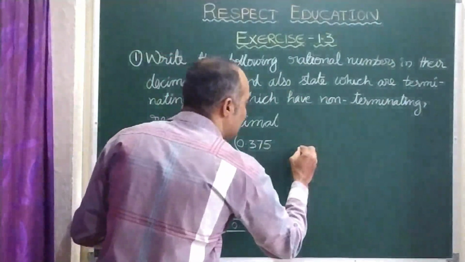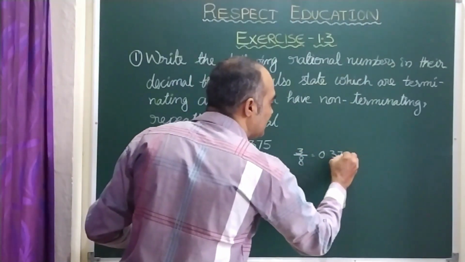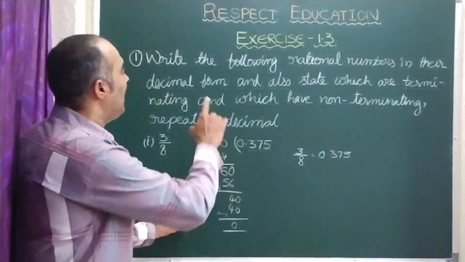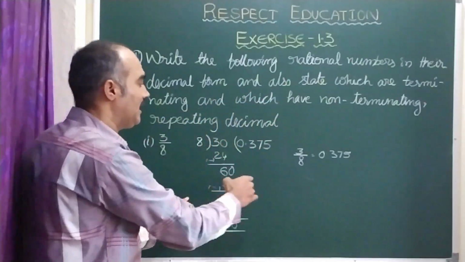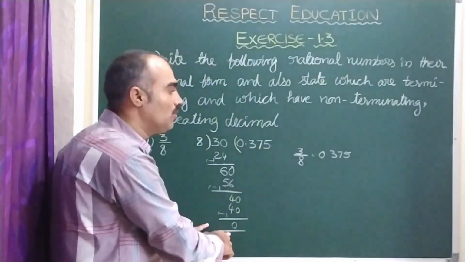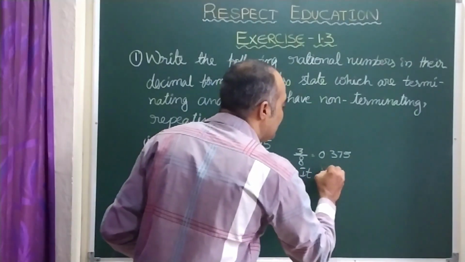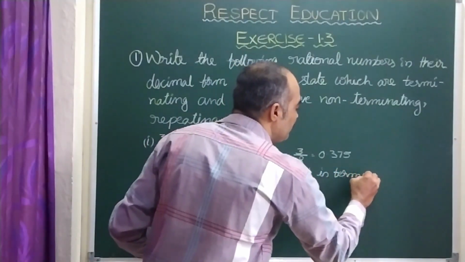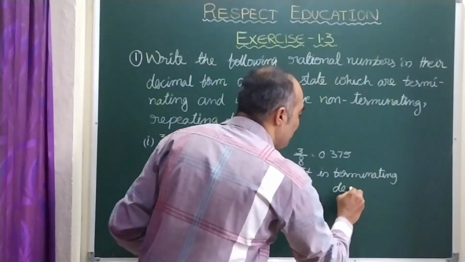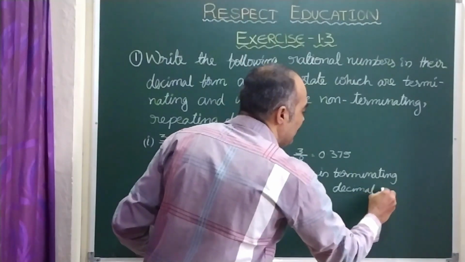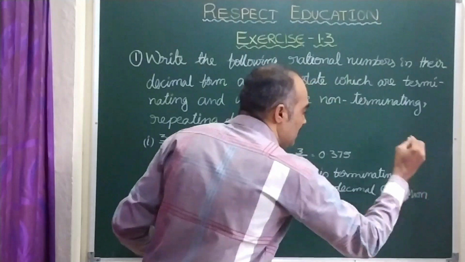So let us write 3 by 8 as 0.375, right? And also state which are terminating and which have non-terminating repeating. As I told you, the remainder is 0, so this is a terminating decimal expansion. That's all, children.